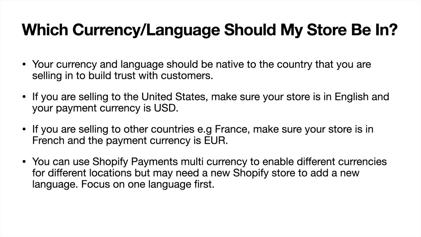In addition, if you have Shopify payments, you can use their multi-currency feature to enable different currencies for different locations. So with Shopify payments, you can enable British pound for the UK, US dollars for the US, Canadian dollars for Canada, and so on. So if you're able to use Shopify payments, use the multi-currency feature. And you can only use one language per Shopify store. Start with one language. If you want to add a new language, you may need to create a new store. So focus on one language in the beginning.